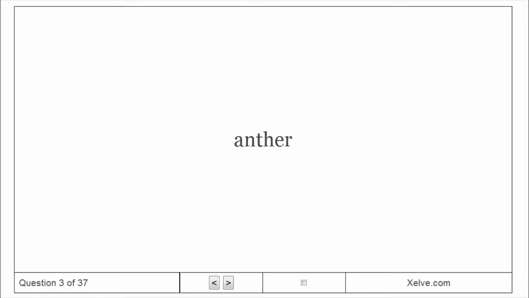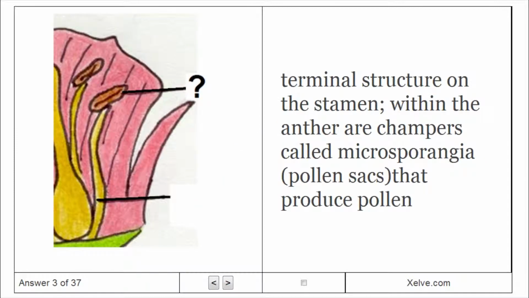Anther. Terminal structure on the stamen. Within the anther are chambers called microspore and pollen sacs that produce pollen.